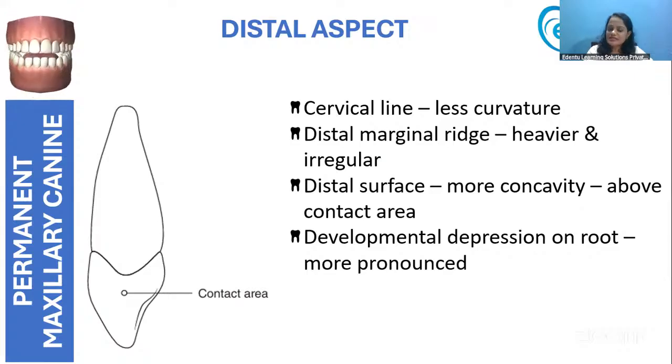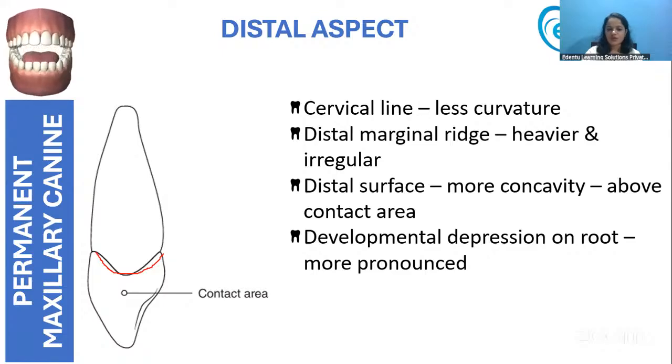Now, if you look at the distal aspect of the permanent maxillary canine, you can see that the cervical line has less curvature. The depth of curvature is comparatively less when compared to the mesial aspect. The distal marginal ridge is a little bit heavier and irregular, and the distal surface is more concave above the contact area.